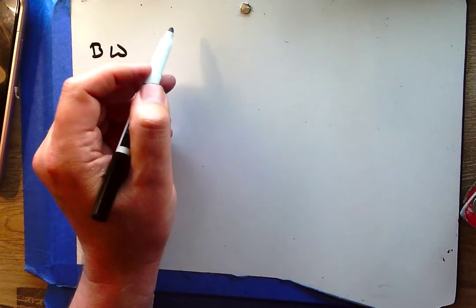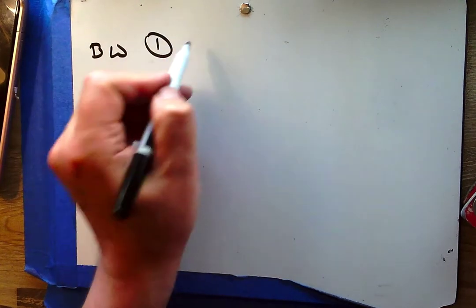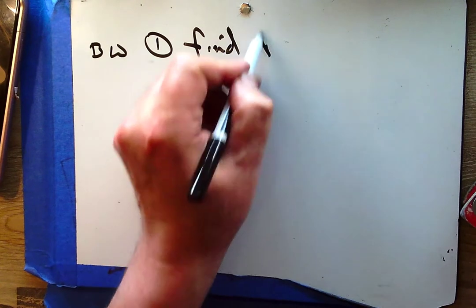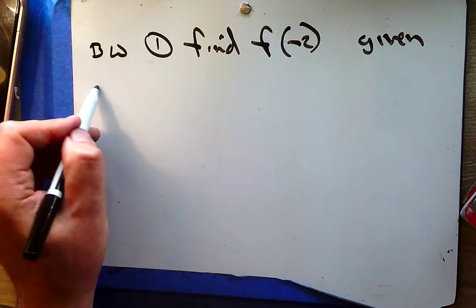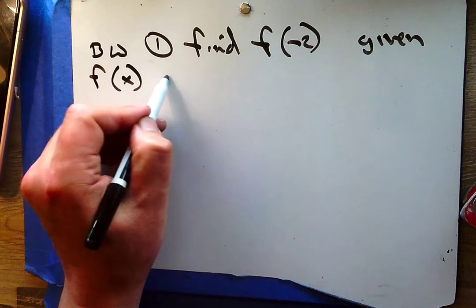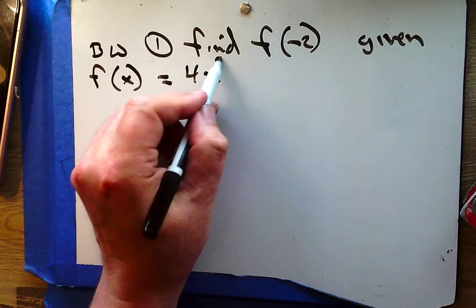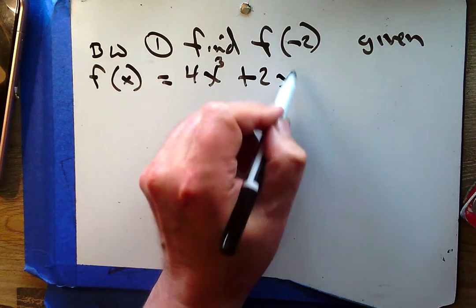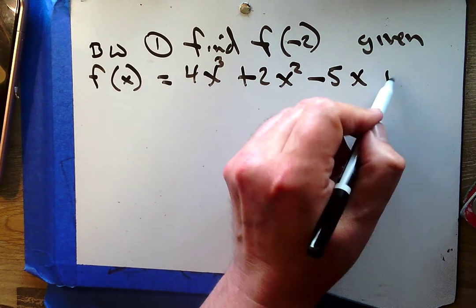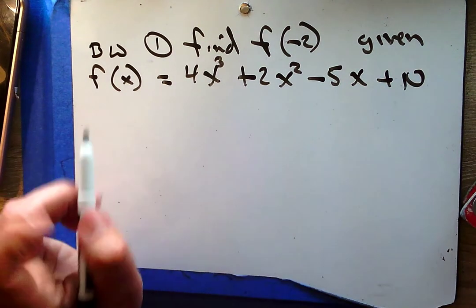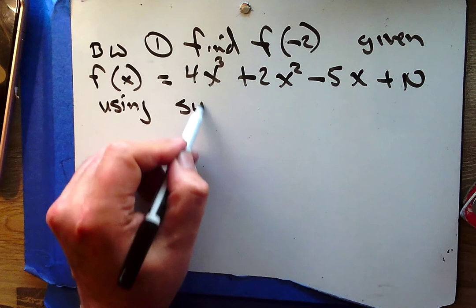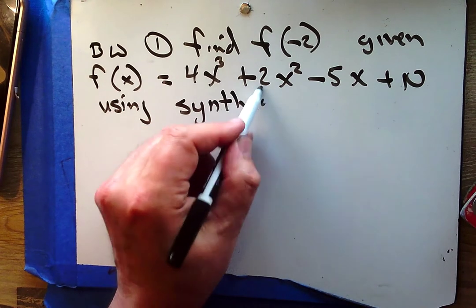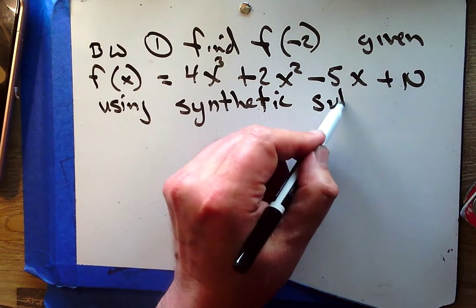Our bell work today is 1, find f of -2 given that f of x equals 4x to the third plus 2x squared minus 5x plus 10. But wait, we're not done. Using synthetic substitution.